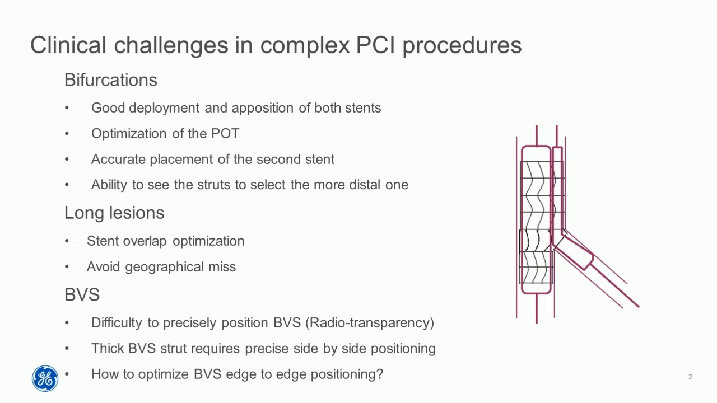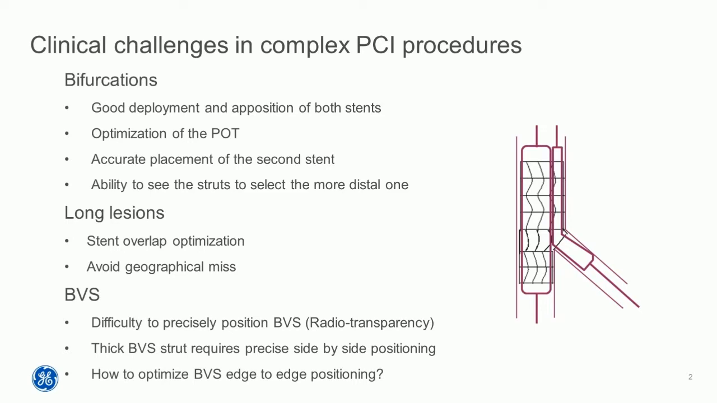To make a good POT, it is very important to assess the position of the balloon and to be sure that we are covering the carina. Then it will be easier to take the distal strut and to open the distal strut and to put the second stent in case of a two-stent strategy.